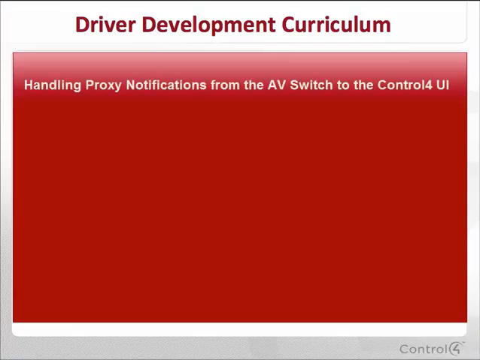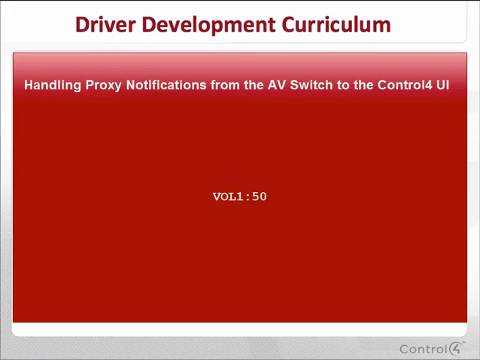Let's consider, for example, that our AV switch sends a message whenever the volume level is changed. We want to use the data in that message to update our UIs with the AV switch's latest volume information. The incoming message from the AV switch might look something like this.